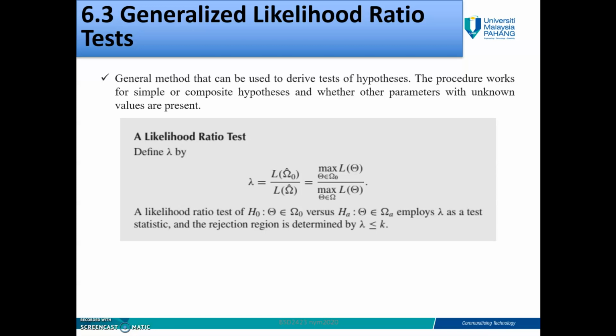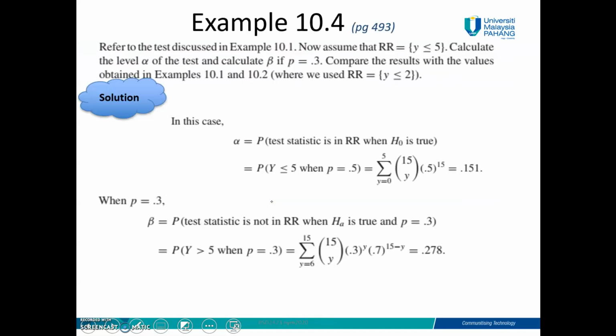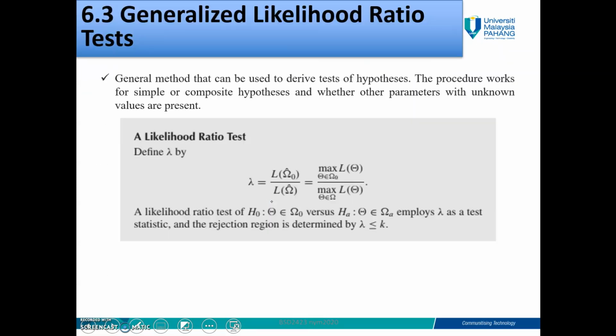Alright, so for the generalized likelihood ratio test, the procedure works for simple and composite hypotheses. In the previous video you have learned what is simple and what is composite hypothesis. But this one, similarly, we can use for both. This is for simple and composite hypotheses, whether or not other parameters with unknown values are present.